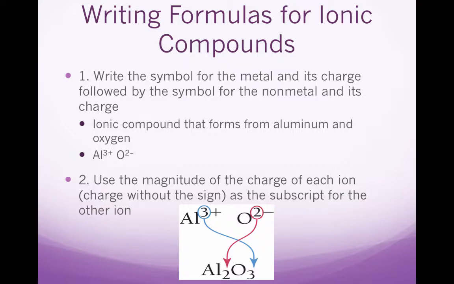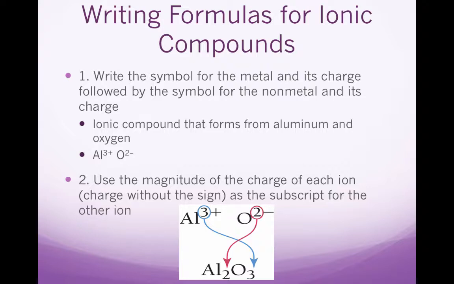Okay, so there's 4 steps to writing formulas for ionic compounds. First, you'll write the symbol for the metal and its charge, followed by the symbol for the nonmetal and its charge. So let's look at the ionic compound that forms when aluminum and oxygen combine. The metal is aluminum, and its charge is 3+, so we write Al3+. Oxygen's the nonmetal, so we write O2-.